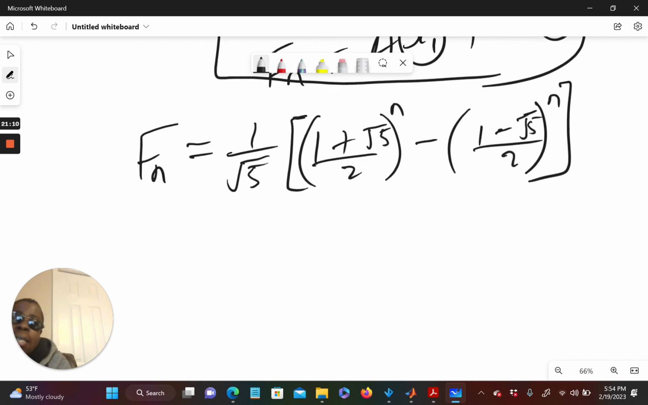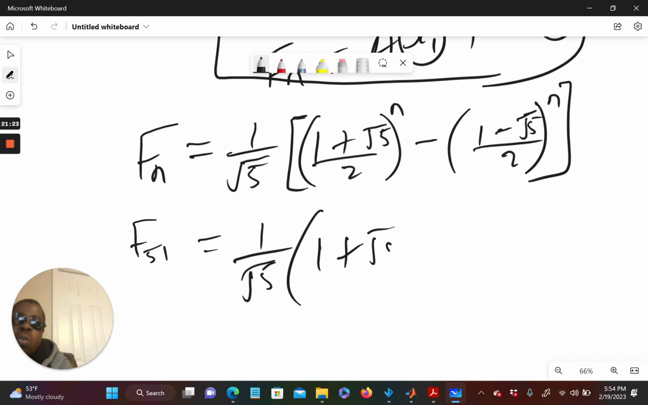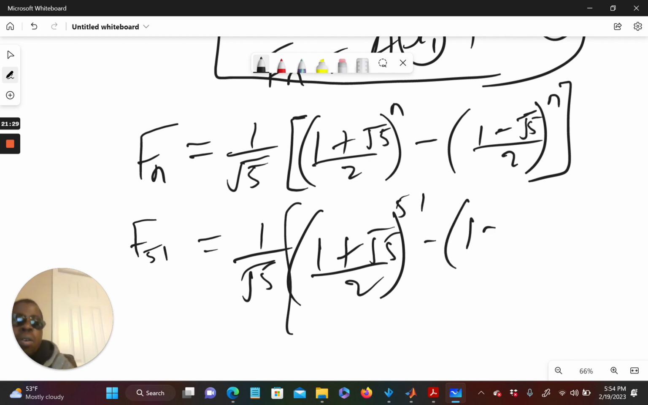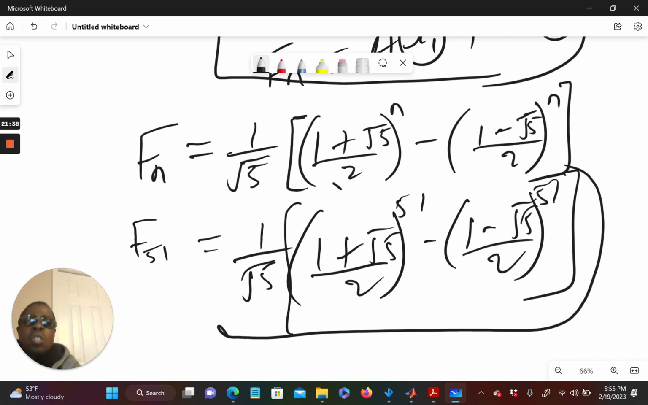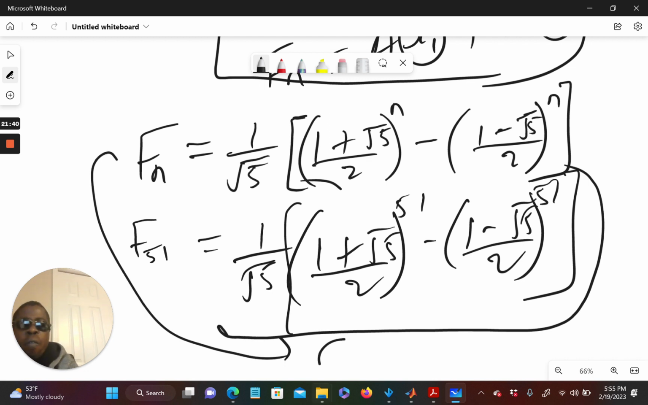So now I can say, for instance, if I'm looking for the 51st term, it would be what? 1 over root 5 into 1 plus root 5 all over 2 raised to power 51 minus 1 minus root 5 over 2 raised to power 51. So this is a function. So I can get any term. So you can use this for what? Forecast.